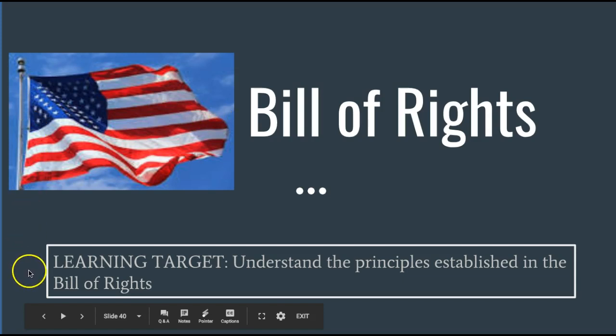Our learning target reads that you will be able to understand the principles established in the Bill of Rights. And this lesson is going to conclude, meaning end, our lessons on the Bill of Rights. This one covers numbers 7 through 10 of the 10 Bill of Rights.